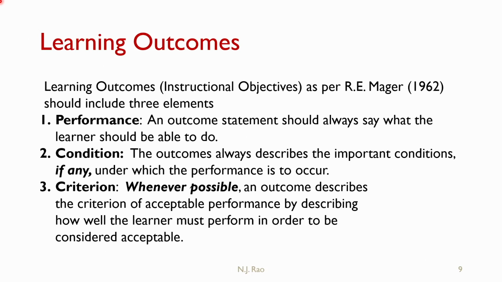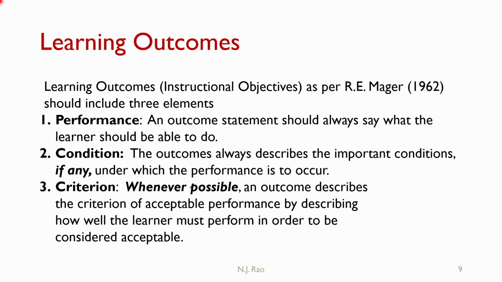One of the early ones is due to Mager, who is still active, who still talks about how to attain these learning outcomes. And in 1962 he proposed that a learning outcome should have three elements. One is called performance. The outcome statement should always say what the learner should be able to do. For us it becomes a bit nebulous.